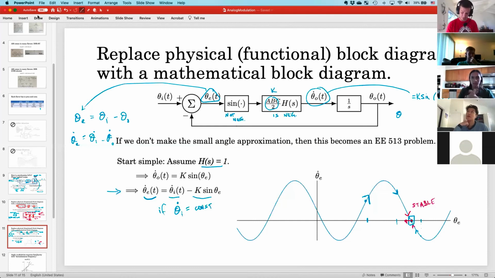Oh, okay. So let's try another experiment. Let's start here at this intersection point. Now, if we start there, I'm using state and theta E interchangeably. Those are the same thing in this case. If the error starts there, where does it go next? Oh, it doesn't go anywhere. Because the rate of change is 0. Okay. So this is another equilibrium point. If I start there, I stay there.